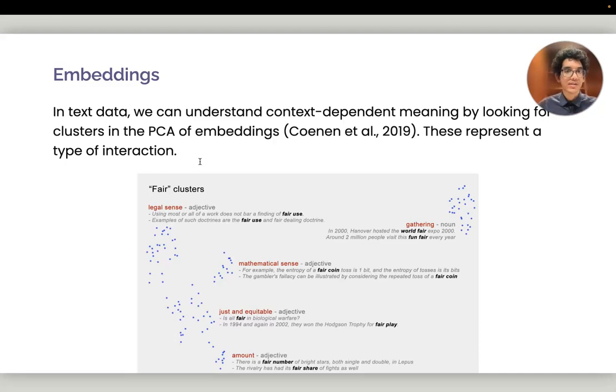One general way that you can start understanding these, these are called embeddings, these representations that the model has learned, is to do some sort of dimensionality reduction.